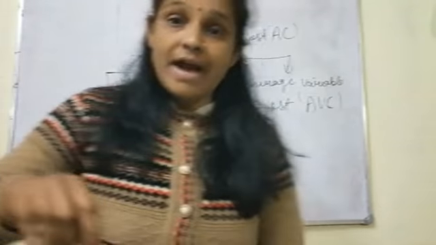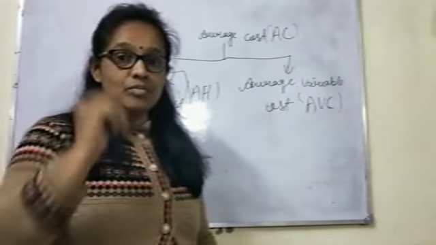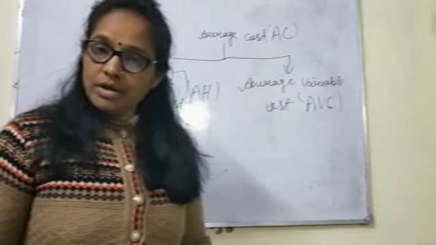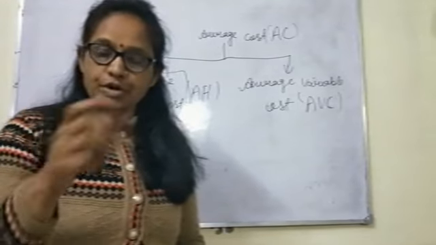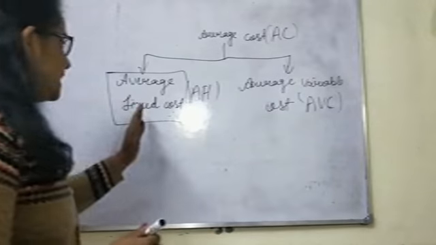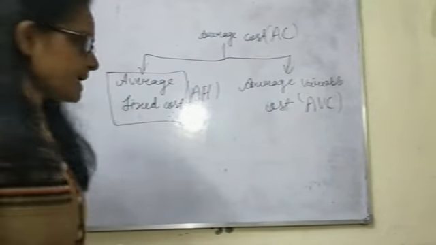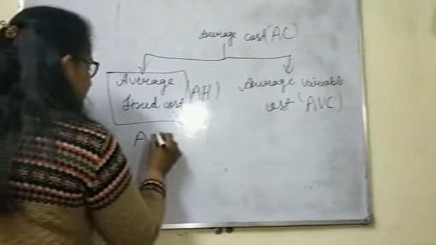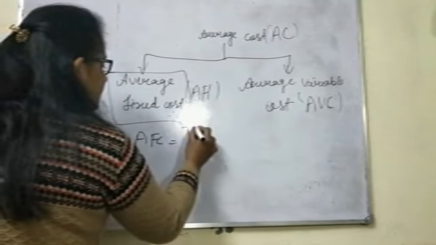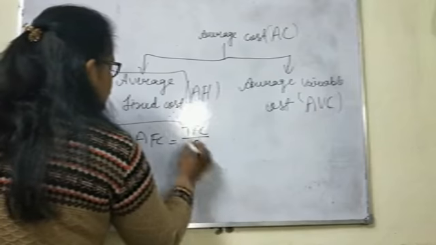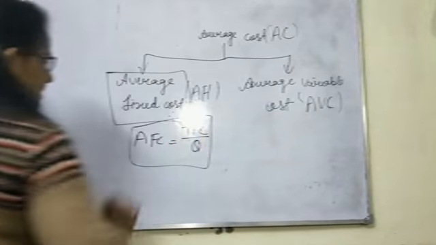And the formula of average fixed cost, how do we calculate the average? Total upon the output quantity produced. So what total will we take here? This is AFC, so we will calculate from TFC. So the formula of AFC will be TFC divided by Q. This is the formula of AFC.